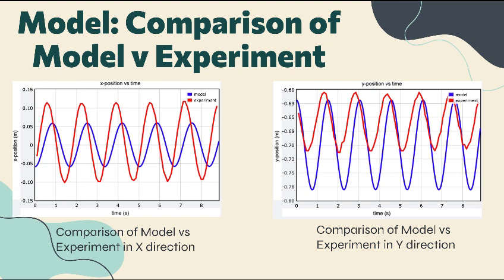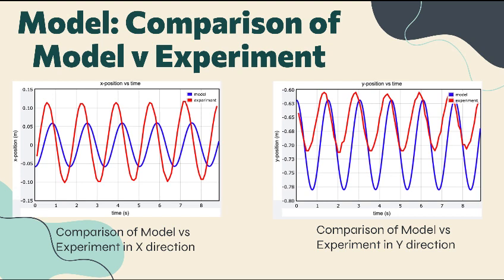So in the blue, you can see the oscillation for the model, and that one is more consistent than that of the experiment. And over on the left, this is a comparison of the model versus experiment in the x direction. And then over on the right, this is a comparison of model versus experiment in the y direction.